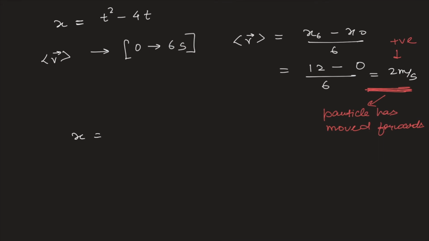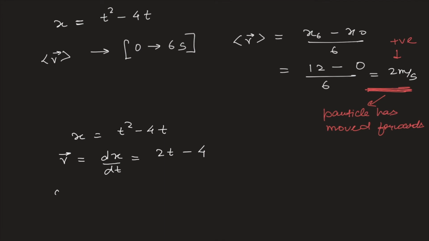So this is the position again, t square minus 4t. I don't know why I'm writing this again, but chalo koi baat nahi. Instantaneous velocity is dx by dt, and since we have already differentiated it, I'm not working on this again, so it is going to be 2t minus 4. Now I want you to look at the instantaneous velocity at various instants of time.